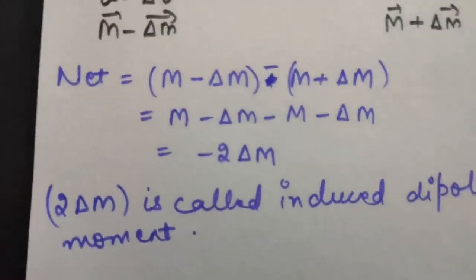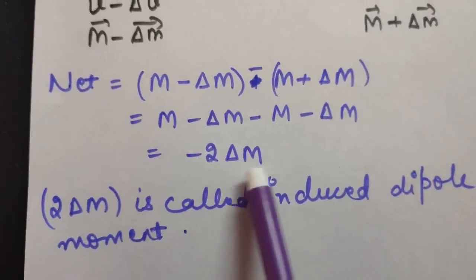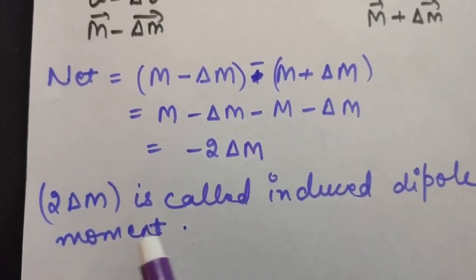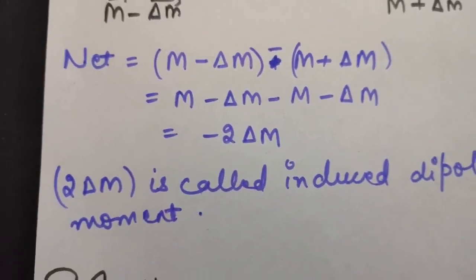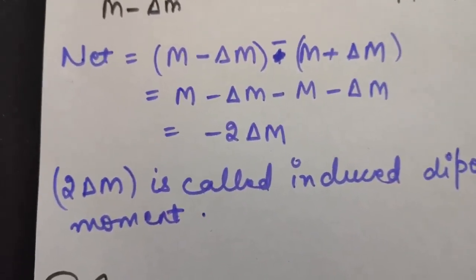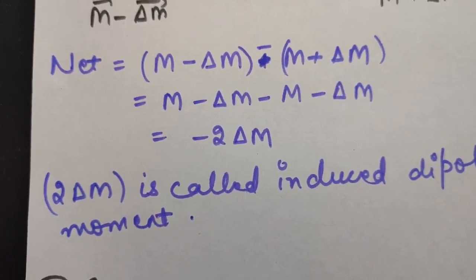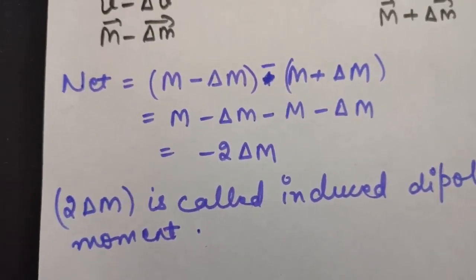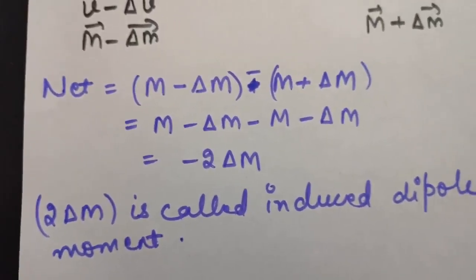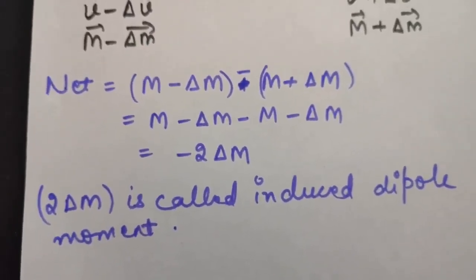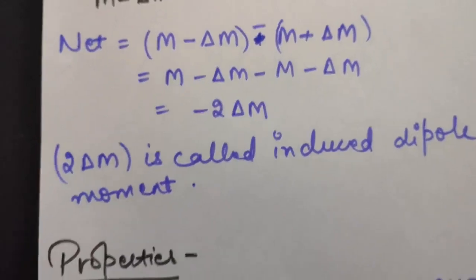Okay, and so we can say this 2 del m is the induced dipole moment due to the external magnetic field, and it is in opposite direction of magnetic field. So it is proved from here, when you put a diamagnetic substance in external magnetic field, it gets magnetized but in opposite direction of magnetic field. Okay, so now we'll discuss the properties of these diamagnetic substances.